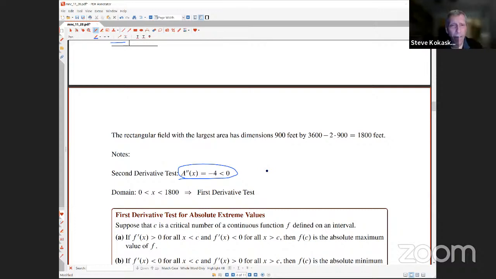How can I use that information to help me conclude that I have a maximum value? What can I do there? How is that helpful to me? Any ideas? Well, okay, so I just got the hint in the chat. Yes, I'm glad somebody mentioned that concavity is related to the second derivative. Very good. The sign of the second derivative indicates concavity.